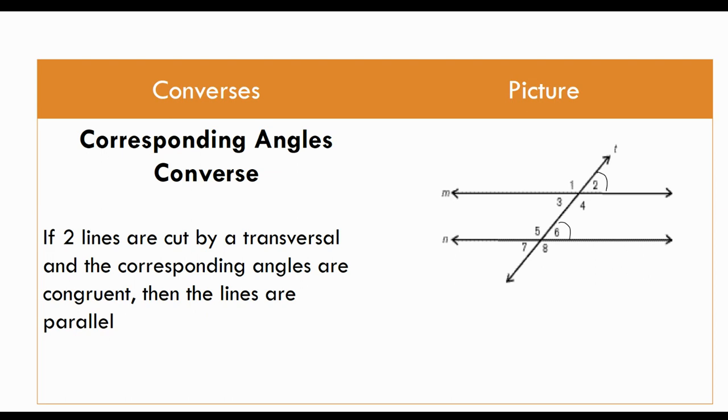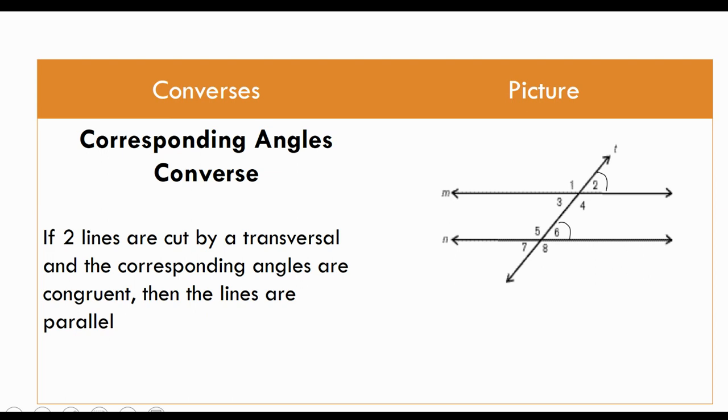So notice that in this picture, I do not have parallel lines marked. Instead, I have angle 2 and angle 6 congruent. And those are corresponding because they're on the same side of the transversal, and one is interior and one is exterior. So because those two are congruent and they're corresponding, they follow this converse that I can then state that line M and line N are parallel.